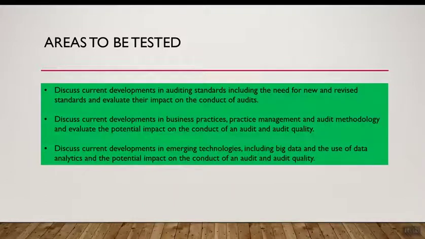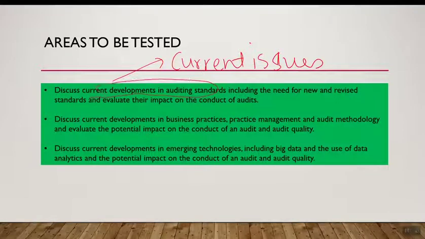Other things that could be tested in your AAA is, of course, current issues. Now, this is more of current issues. Now, current issues is a bit tough to teach. Most of the time, the examiners mention that students need to read up current developments in auditing standards. So this is a very general kind of thing where they need to read a lot of technical articles.